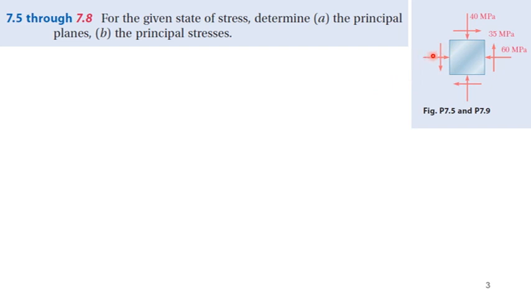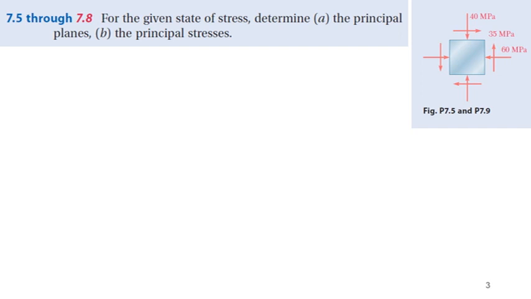For the given state of stress, determine principal planes and principal stresses. So the stress state is given: 60 megapascal is compressive, 40 is also compressive, and we have a shear stress of 35 megapascal.